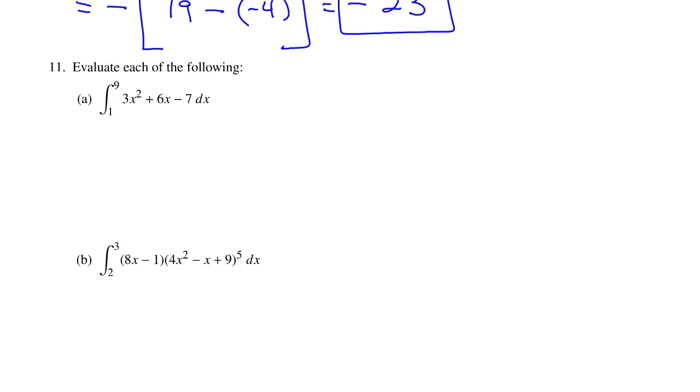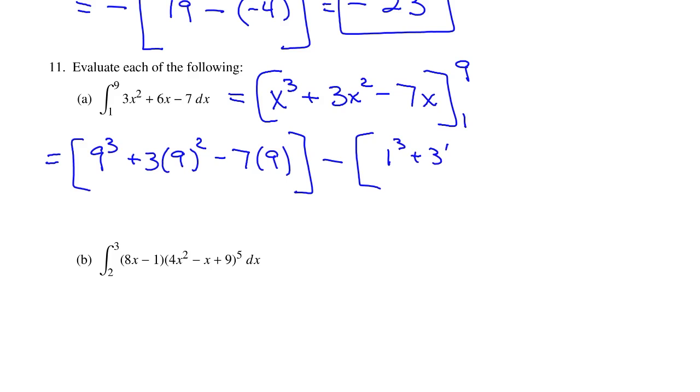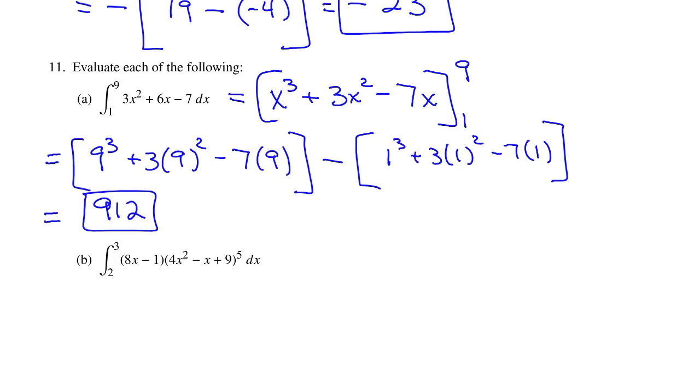A, evaluate each of these integrals. So this one just works straight up. So this is going to be x cubed plus 3x squared minus 7x evaluated from 1 to 9. So this would be 9 cubed plus 3 times 9 squared minus 7 times 9, minus 1 cubed plus 3 times 1 squared minus 7 times 1. So it is 912.